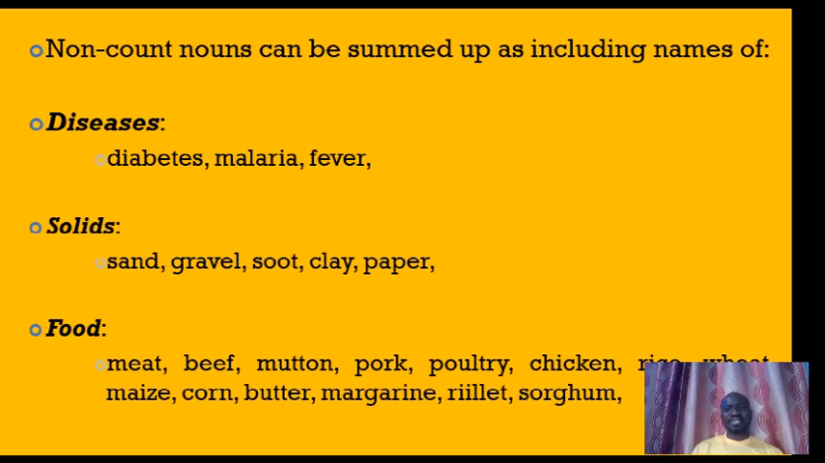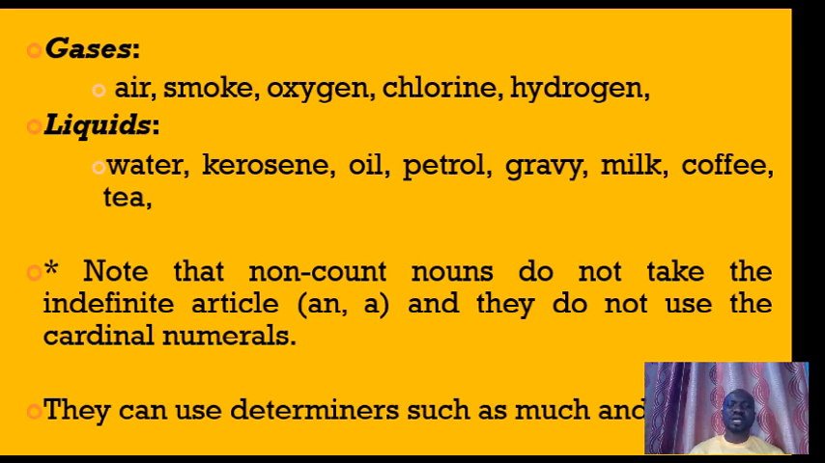Non-count nouns can be summed up as including names of diseases like diabetes, malaria, fever. Solid items: sand, gravel, soot, clay, paper. We also have food: meat, beef, mutton, pork, poultry, chicken, rice, wheat, maize, corn, butter, margarine, millet, and sorghum. Gases: air, smoke, oxygen, chlorine, hydrogen. Liquids: water, kerosene, oil, petrol, gravy, milk, coffee, tea. Note that non-count nouns do not take the indefinite article a or an, and they do not use the cardinal numerals 1, 2, 3, whatever. They can use determiners such as much and little.